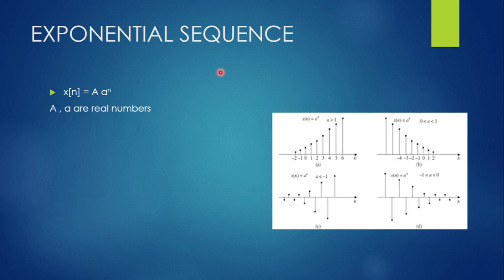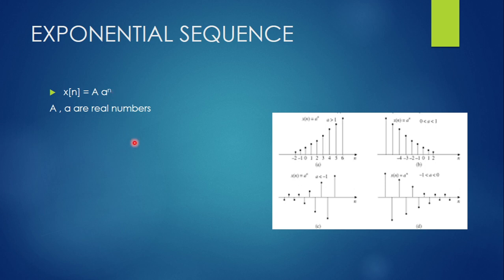So next is the exponential sequence. x(n) is equal to A, capital A, into a raised to power n. N is equal to 0, a raised to power 0. N is equal to 1, a raised to power 1. N is equal to minus 1, a raised to power minus 1. N is equal to minus 2, a raised to power minus 2.